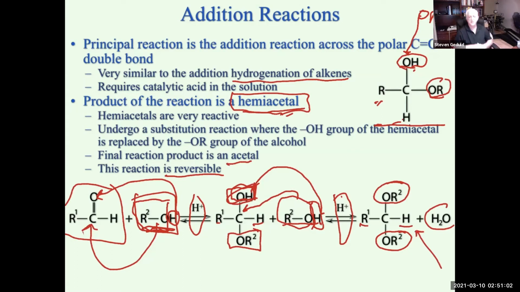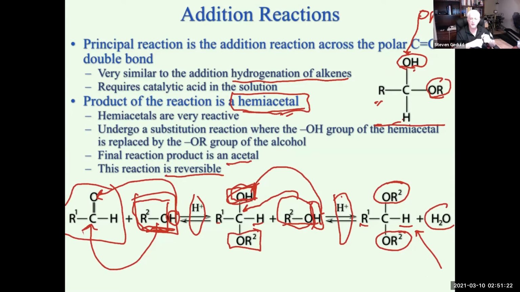So like I said, these are probably things you've never heard of before, and it's going to be a little confusing at first. We'll go through a bunch of examples and work it out. But you have to learn the terms. And you got to know the terms for your final and for your midterm. Hemiacetal, acetal. Hemiketal, ketal. And know the difference.